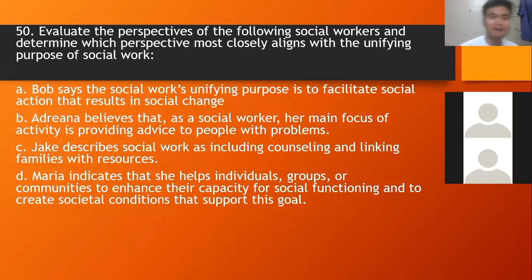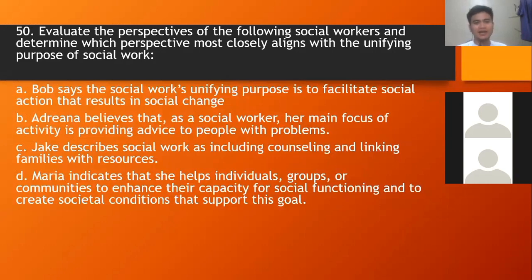Okay, letter A, Bob says the social work's unifying purpose is to facilitate social action that results in social change. Hindi, no? Kasi yung social action is one of the methodologies we use to promote social change. That is not the unifying purpose. Hindi lang tayo always na kakaroon ng social action. There are also other forms of intervention in other aspects of the problem.